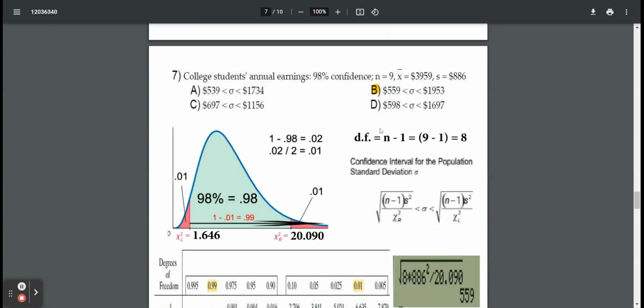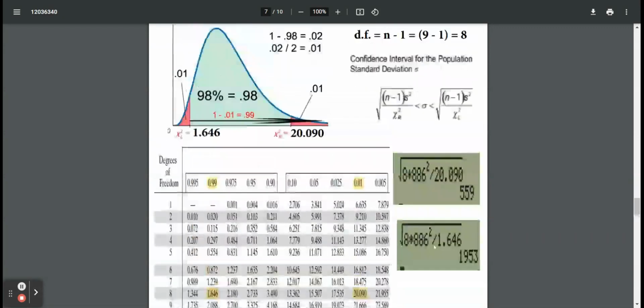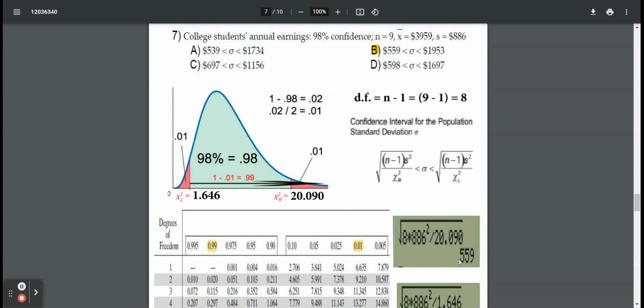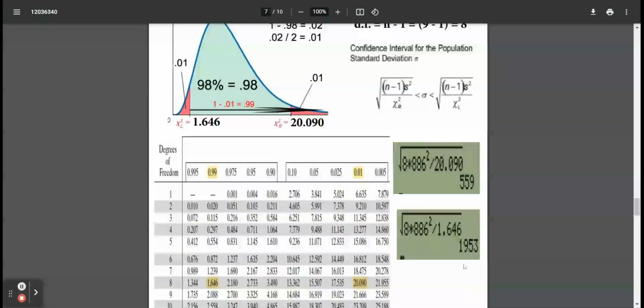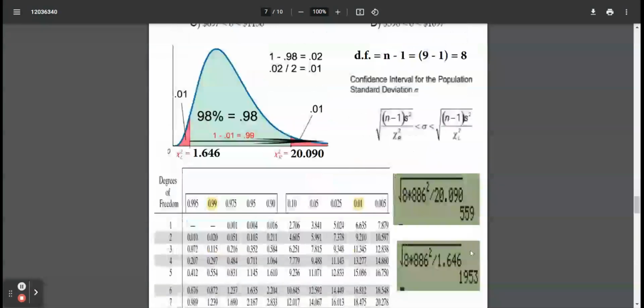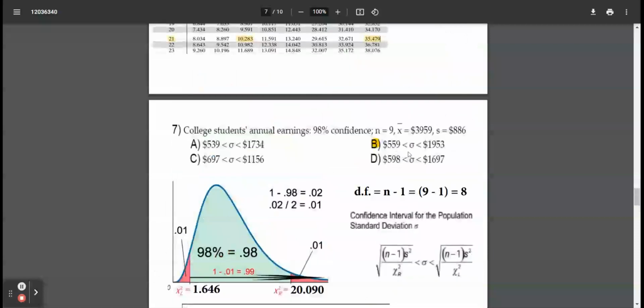It tells me it's letter B, but I went ahead and did the other one anyways, just to show you that it works out. Same idea, it's n minus 1, there's my s squared, 886 squared. Chi-squared left is 1.646. Correct to 0 decimal places, 1,953. I can spit it out. All right, letter B.